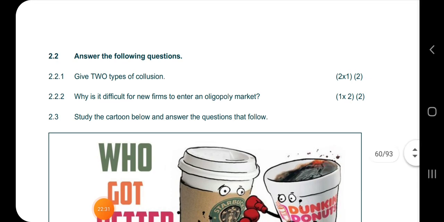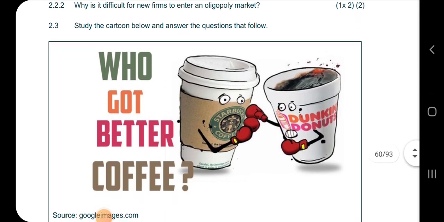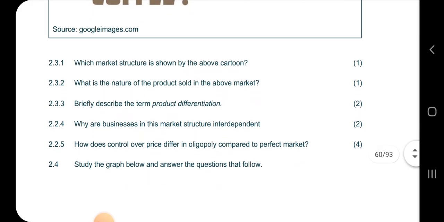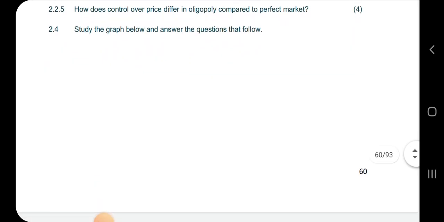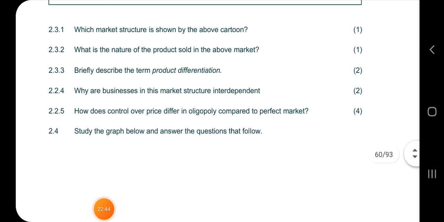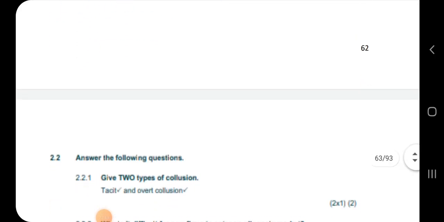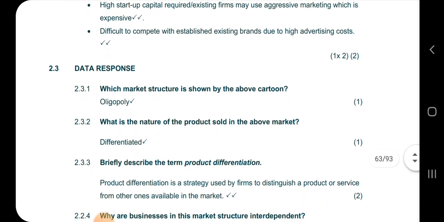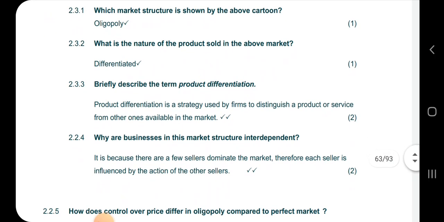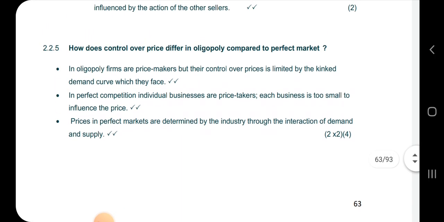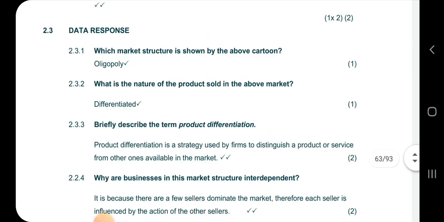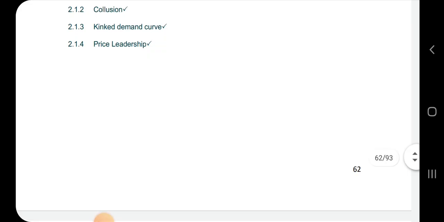And here we say, give two types of collusion. Who got a better coffee? Which market structure is shown by the above cartoon? You can answer those questions as well. Here is the solution to 2.1. Give one word. And here is the solution again. Yeah, for that activity that you just did.